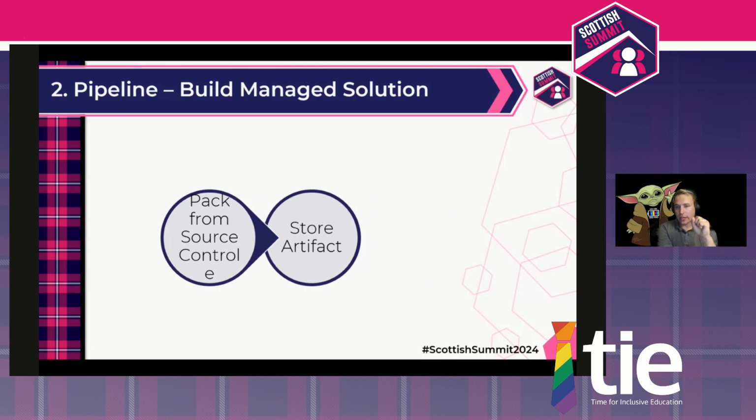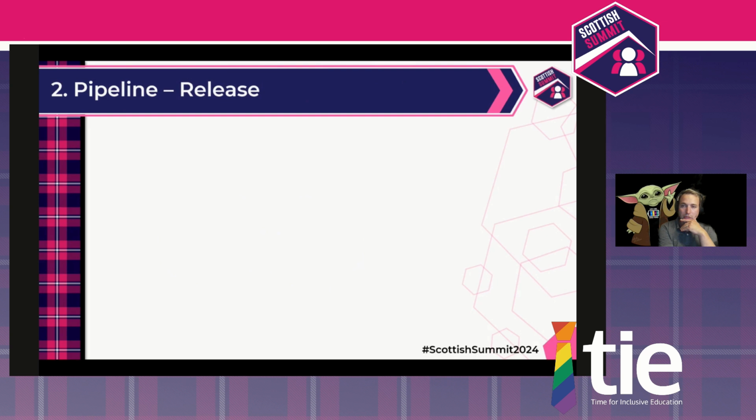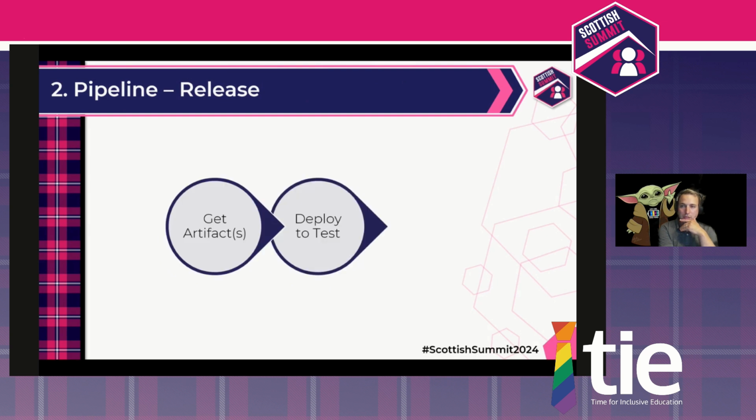Later, you can add quality gates in between, like running your automated tests or running the solution checker or something like that, but also injecting your pro code stuff like plugins and web resources from your repository, so that you always have the correct version, basically. And the third one is the release one, which gets the artifact from the second one and deploys it to test and production and any other downstream environment.